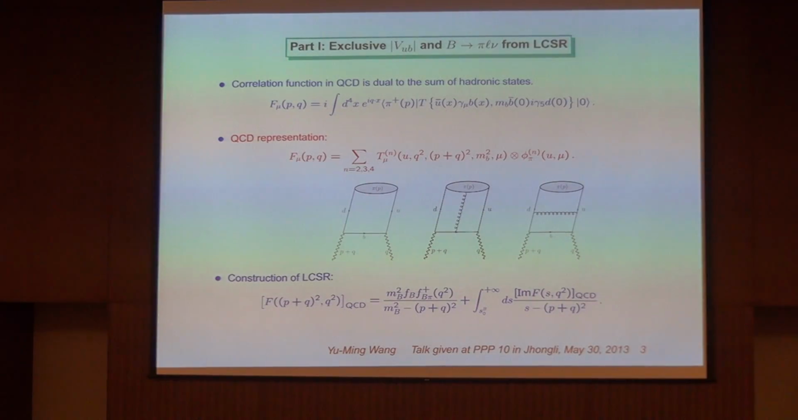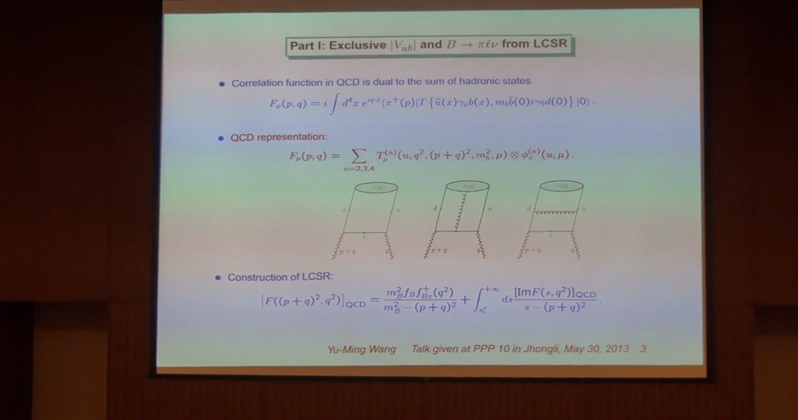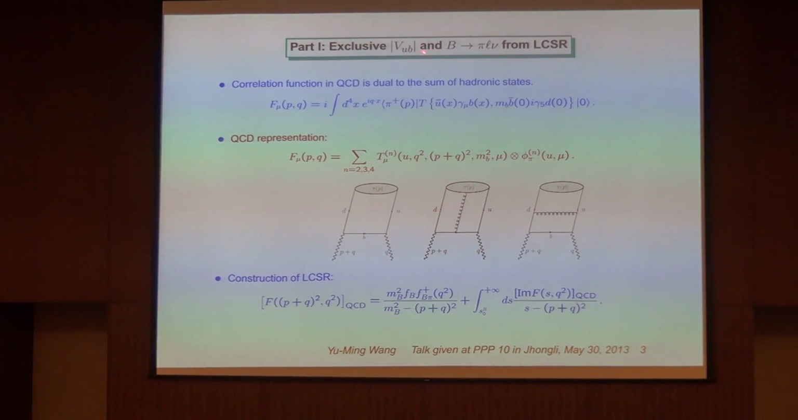So the first example is exclusive B to pi l nu decays, which is relevant to the extraction of VUB exclusively. Actually, this is the best way to extract VUB from these inclusive channels. I will basically explain the calculations of this B to pi form factor in the sum rules approach.